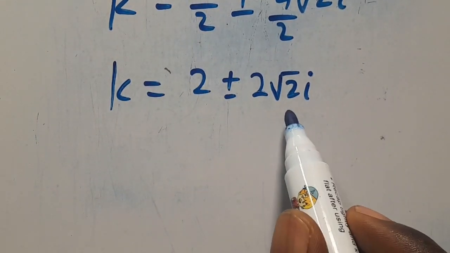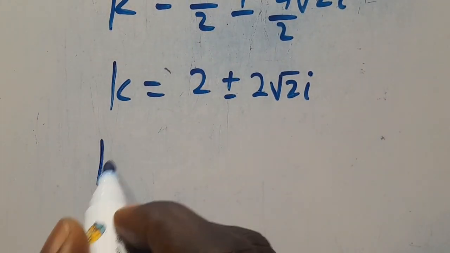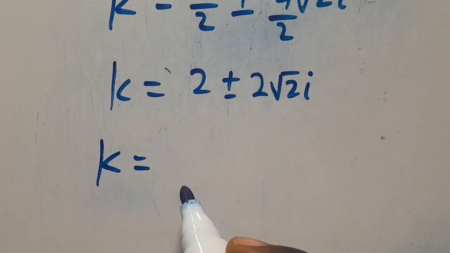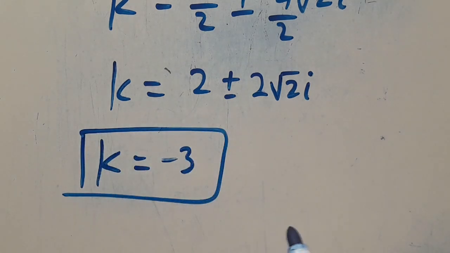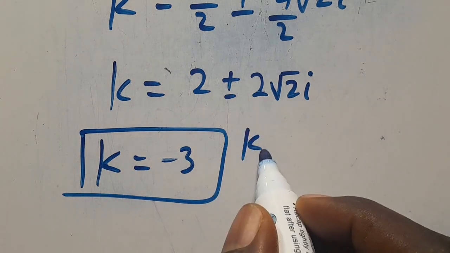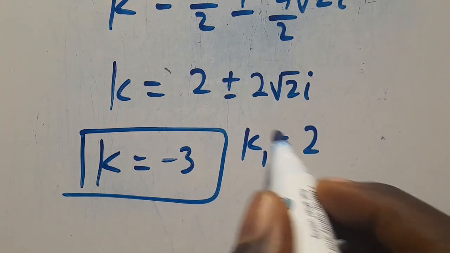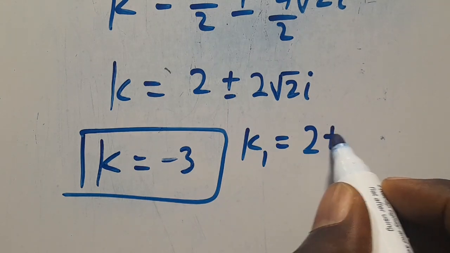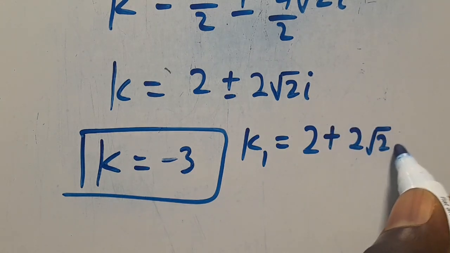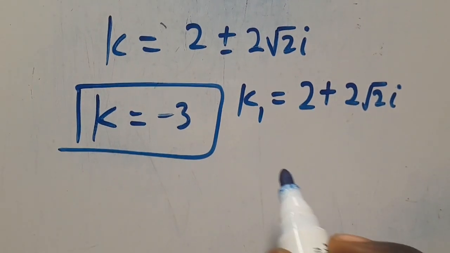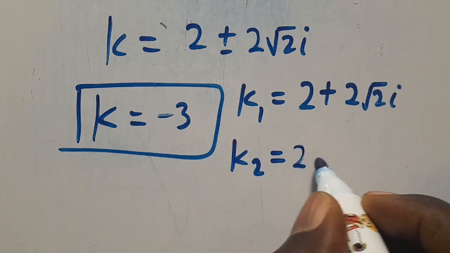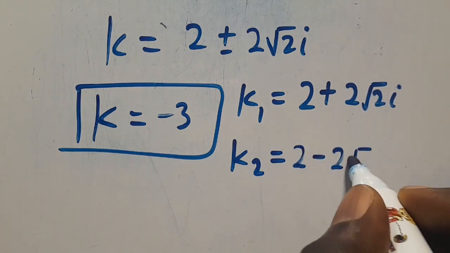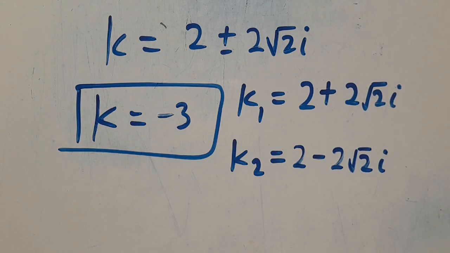So we have the other complex solutions to be equal to. The first one is k equals minus 3. Then another, k1 equals 2 plus 2 root 2 i. Then we also have k2 equal to 2 minus 2 root 2 i.